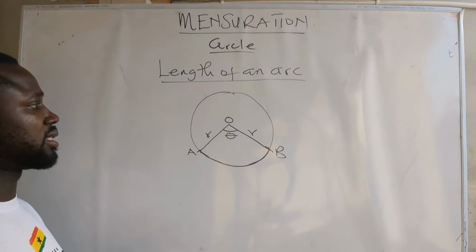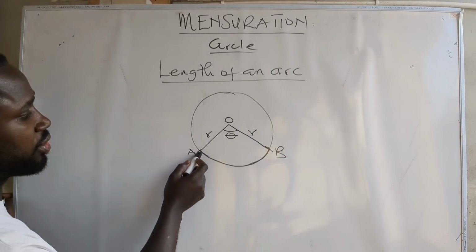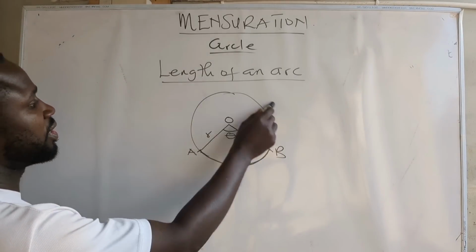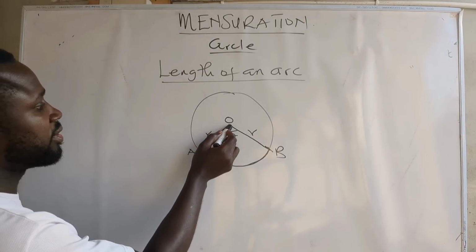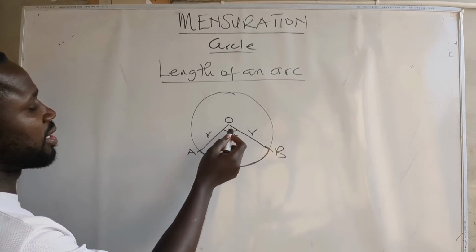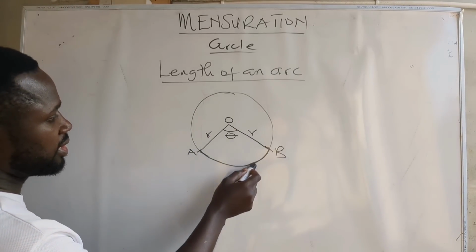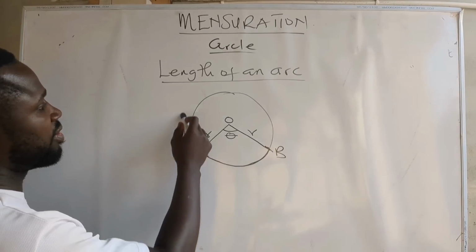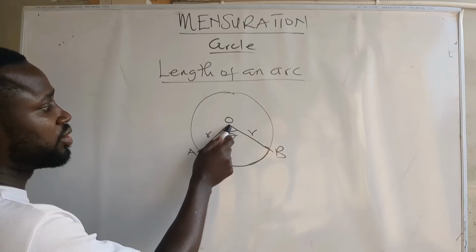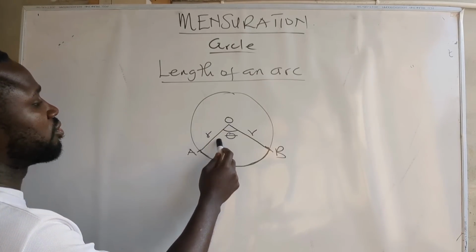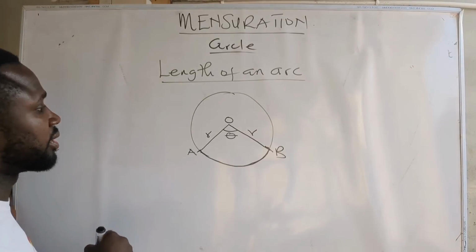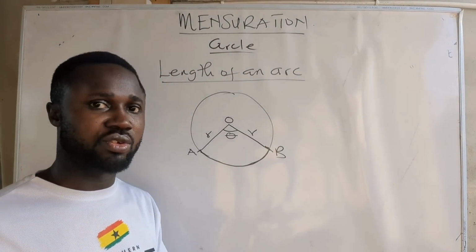Or what we can say is that the ratio of the length of this particular arc here to the circumference of the circle is the same as the ratio of the angle here to the entire angle of the circle. So the ratio of the arc here, the minor arc, or even the major arc, to the entire circumference of the circle is the same as the ratio of the angle here to the entire angle of the circle, which is 360 degrees. So the angle at the center is going to help us to find it.